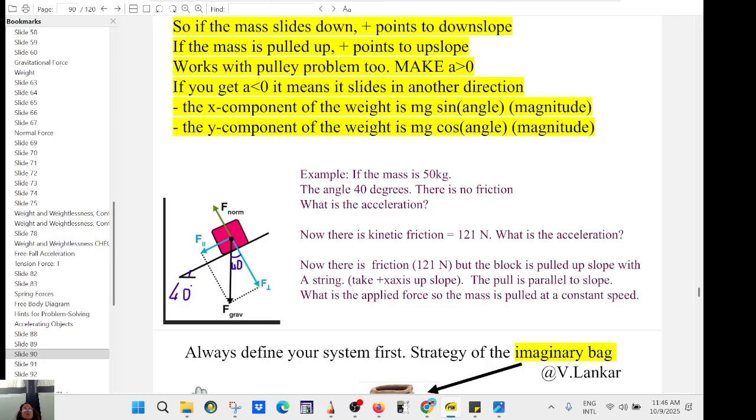Usually it's snow. That's why they want to make the ski very slippery with wax, right? So you can go faster. Otherwise, you still have friction.